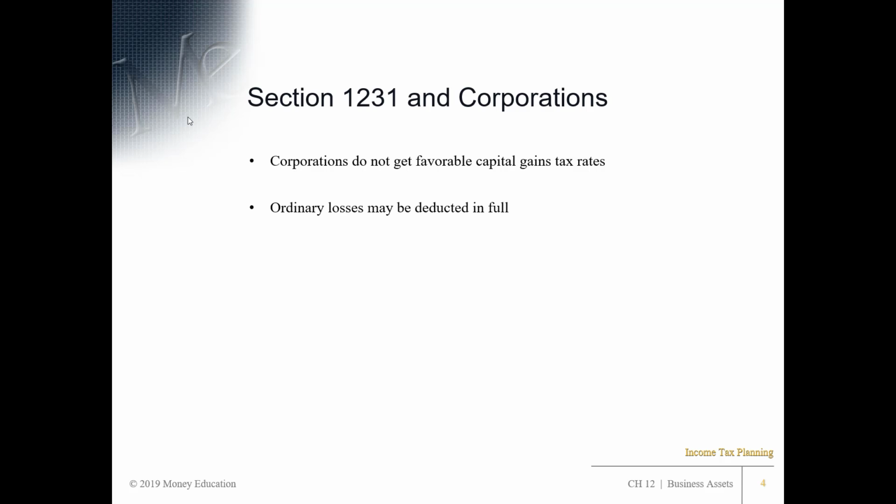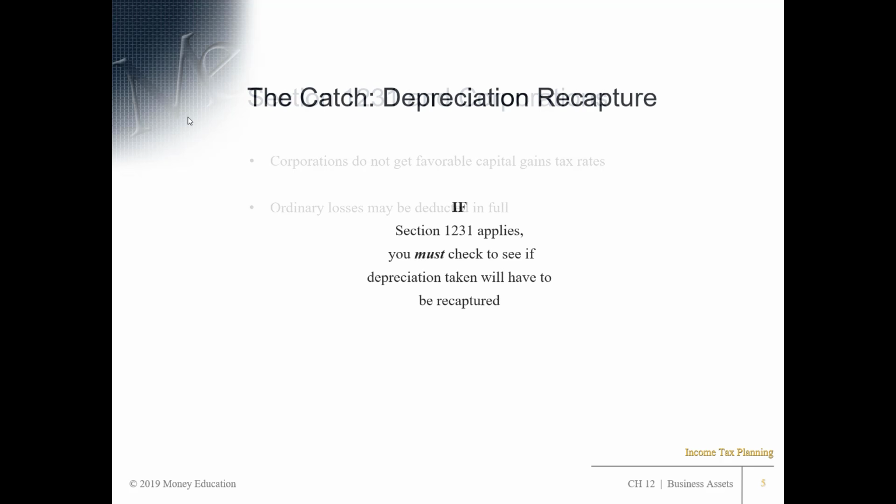Corporations do not get favorable tax treatment for capital gains. Ordinary losses may be deducted in full, and so there's no special capital gains rate, so everything's ordinary tax rates. The catch, the depreciation rule. If Section 1231 applies, you must check to see if depreciation taken will have to be recaptured.